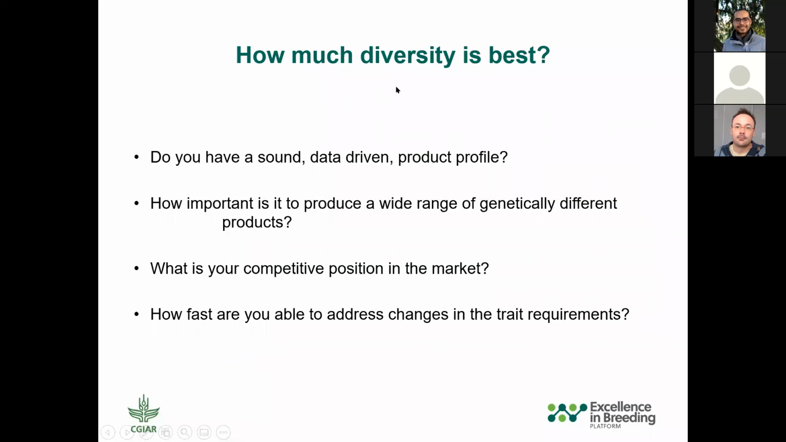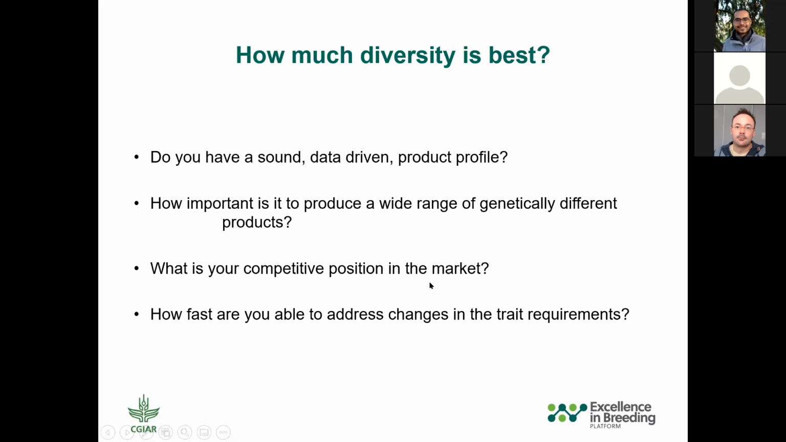So at the end here, somebody said, well, okay, just tell me how much diversity is best. And my response is, no, I don't have an easy answer. First, you're going to have to tell me, do you have a sound data-driven product profile? I would like to see it, understand it. Then you have to tell me how important it is to produce a wide range of genetically different products in your market. What is your competitive position in the market?